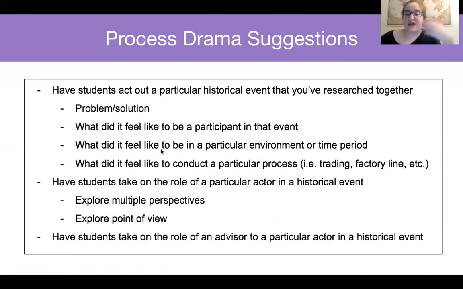And lastly, you might want to have students even take on the role of an imaginary character in a particular historical event or time period. So how might someone who's advising somebody else to make a decision or work out a problem and solution, what would they say in this event?